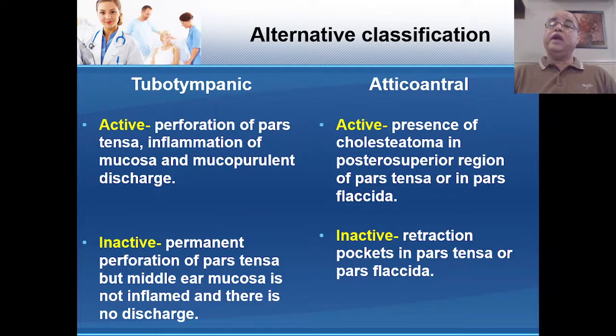In active atticoantral, there will be presence of the cholesteatoma in posterior region of the pars tensa or in pars flaccida, while in inactive phase, there will be retraction pockets in pars tensa or pars flaccida.